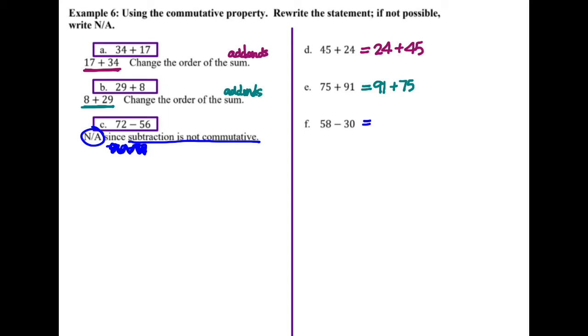Now on this last one, can I reverse it? Is this the same as this? No, it's not. Because on this side, you have a big number subtract a small number, so that's going to be okay. And on this side, you have a small one minus a big one, so that's going to be negative. And like I said before, we'll get into that later with the positives and negatives, but for right now, just recognize that if this is a subtract problem, then this is not applicable because there is no subtraction commutative property.